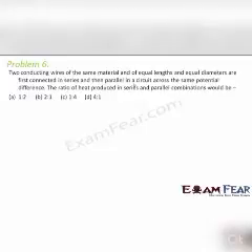Two conducting wires of the same material and of equal lengths and equal diameters are first connected in series and then in parallel in a circuit across the same potential difference. The ratio of heat produced in series and parallel combinations would be which of these options?